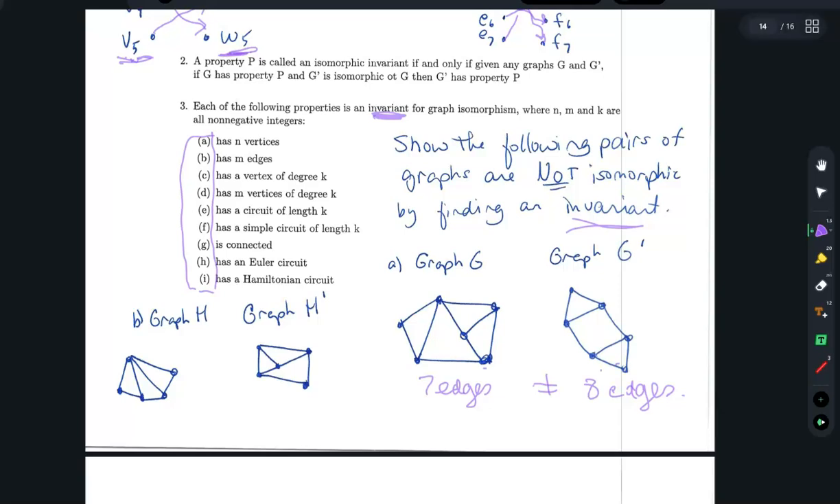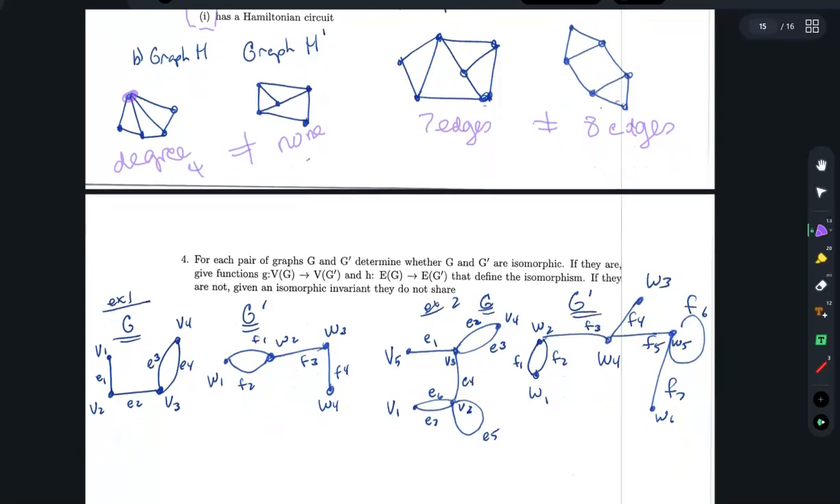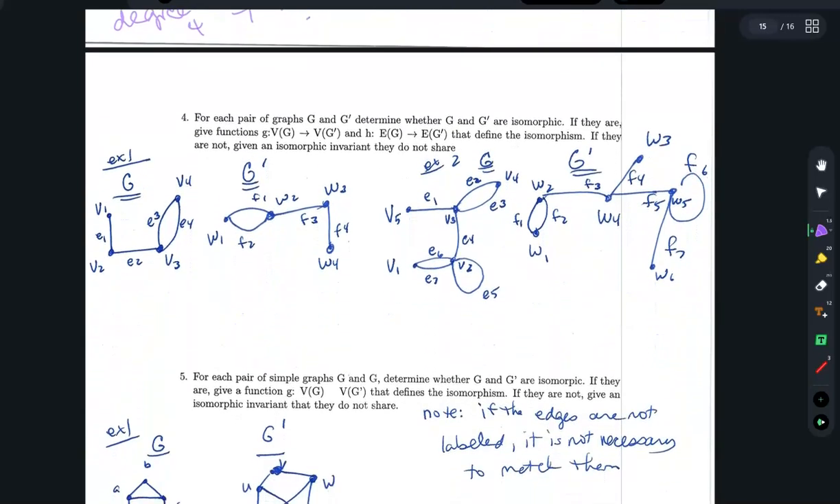Okay, so looking at these, I see this vertex right here has degree 4. Is there any vertex here of degree 4? None. So there are no vertices of degree 4 here. So that's why it's an invariant: you cannot find an isomorphism between them. Okay, so I'll give you some more for practice.